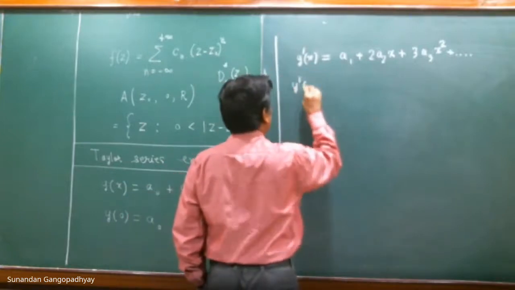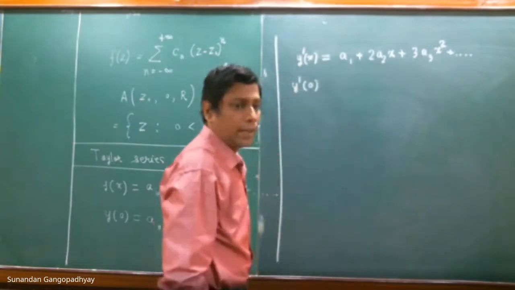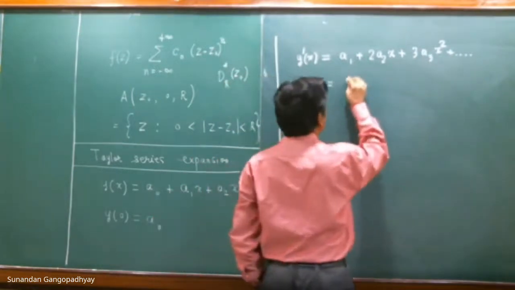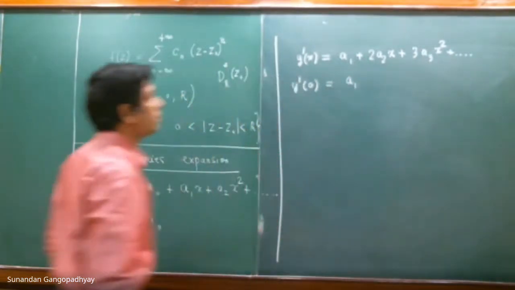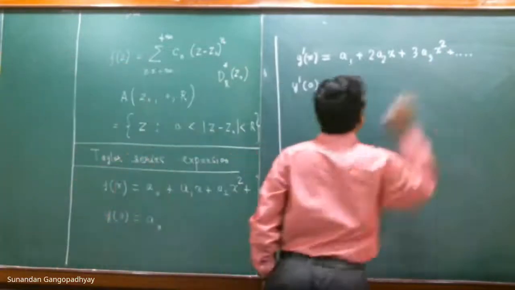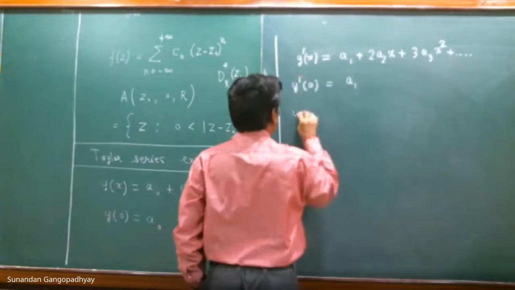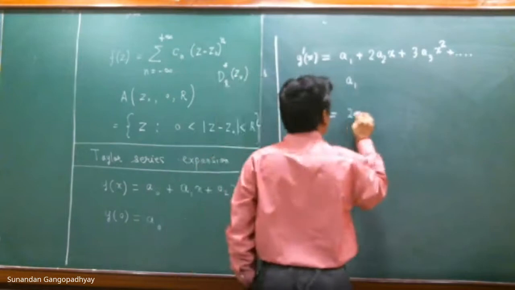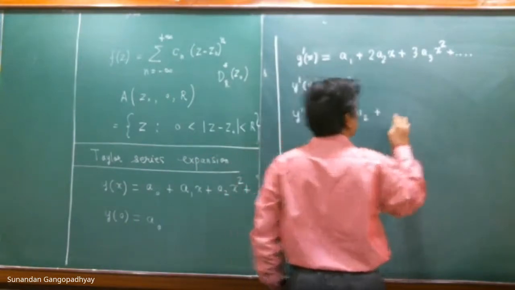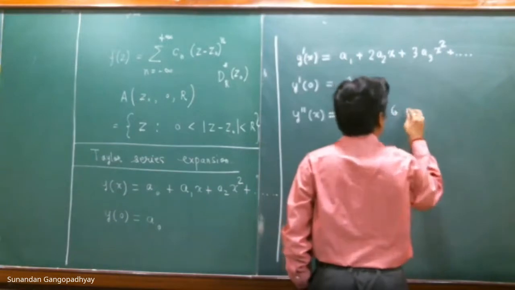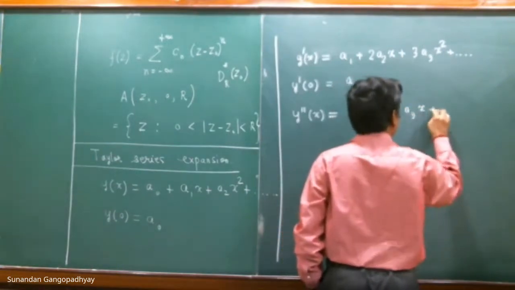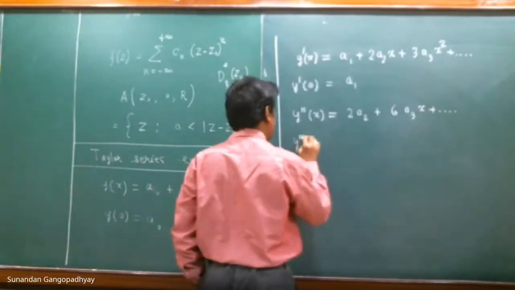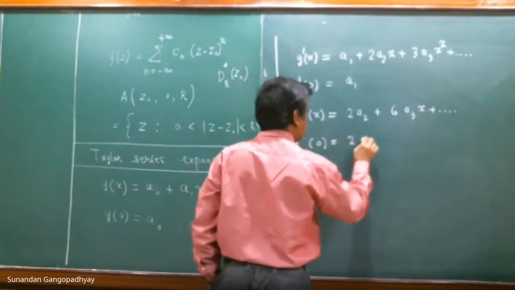Now you evaluate this derivative of y with respect to x at x equal to 0. If you do that, you will get a1, because all the other terms will vanish. Let us now start from here and differentiate once again. So if you differentiate, y double prime x is 2a2 plus 6a3x and so on. Again evaluate this at x equal to 0, we will get 2a2.